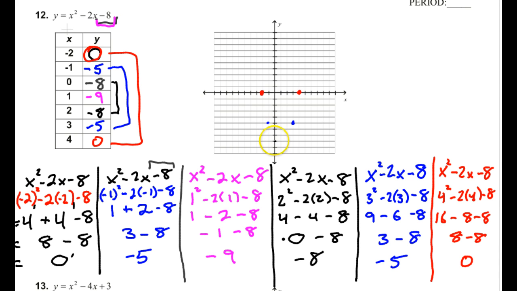6, 7, 8. 2 and negative 8. Okay. And lastly, we have 1, negative 9. Right here. I color-coded everything so it matches. You can see how I graph those 2 points at a time.